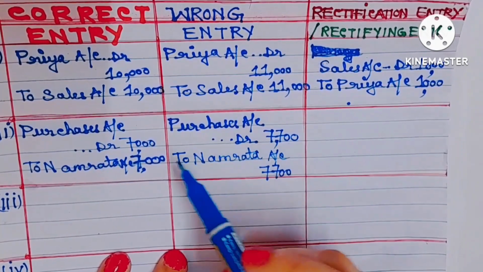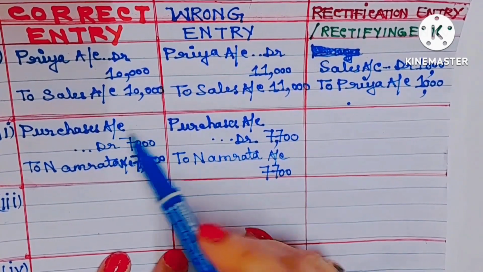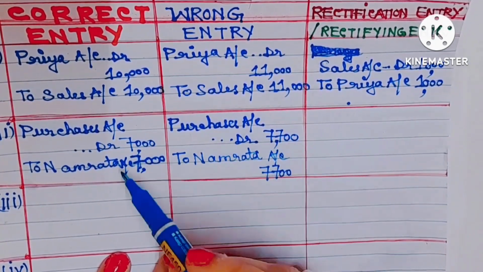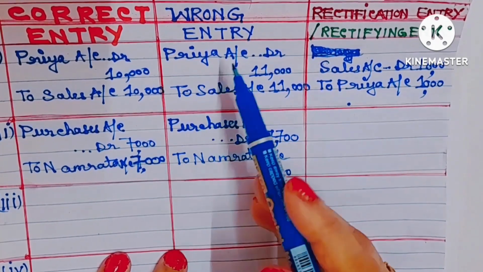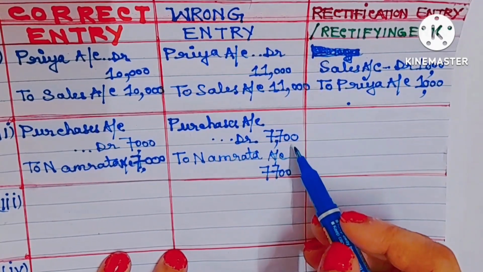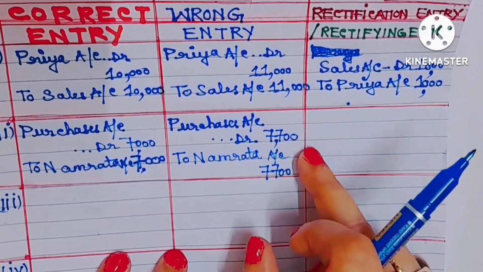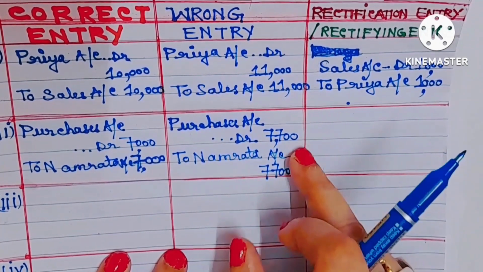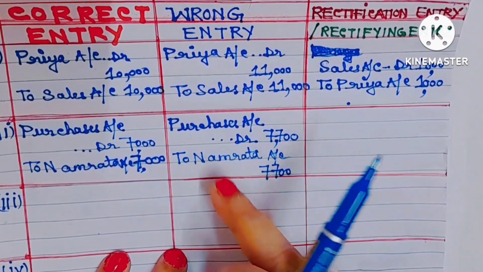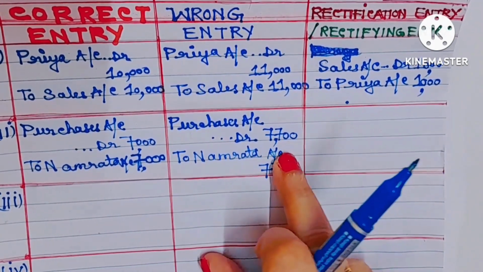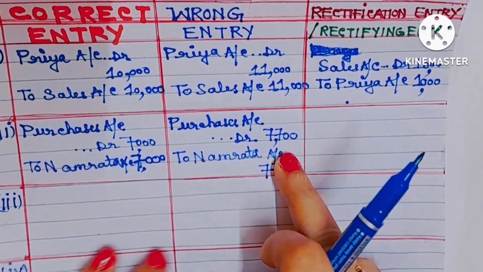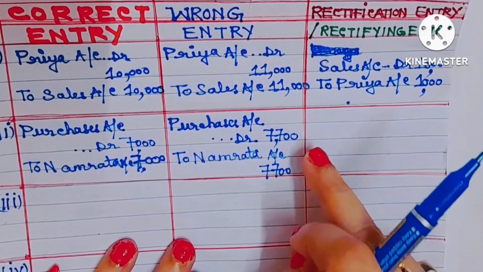Then what is wrong? The amount has been wrongly recorded. Instead of 7,000, they have recorded 7,700. So 700 more has been recorded in the wrong entry. How did I get 700? If you deduct 7,000 from 7,700, you will get 700. So 700 is the differential amount.